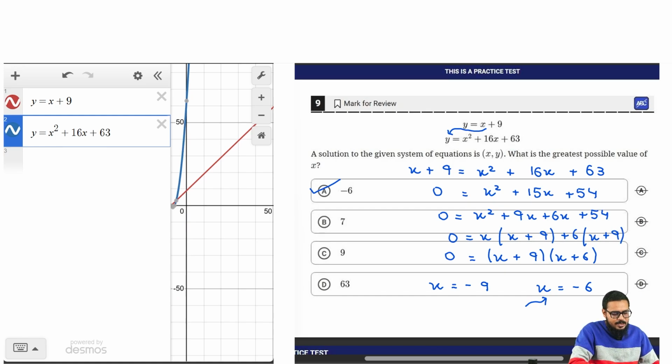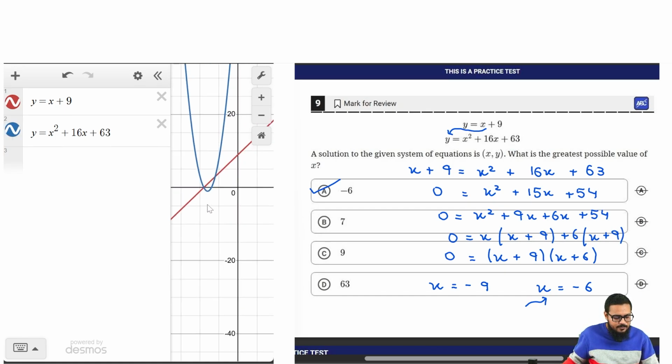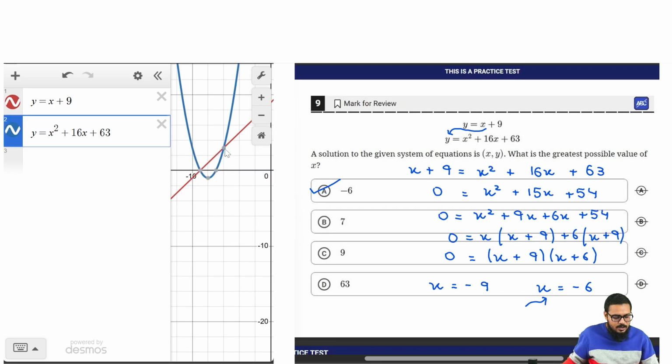x square plus 16x plus 63. Now if I see the intersection points right over here, I can see one of the intersection points as this one. So this is x equals minus 6 and this is x equals minus 9. But I was looking for the higher value of x, and that is basically minus 6. I'm going to go with minus 6, or answer option A is the right choice.